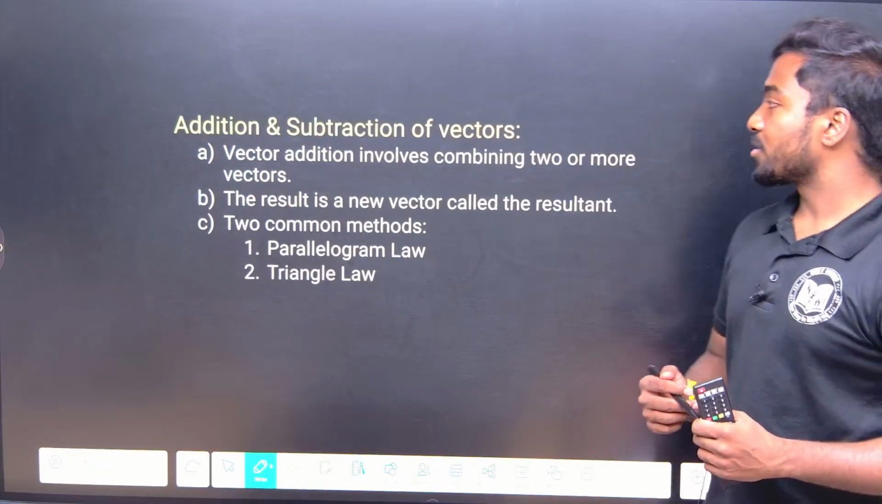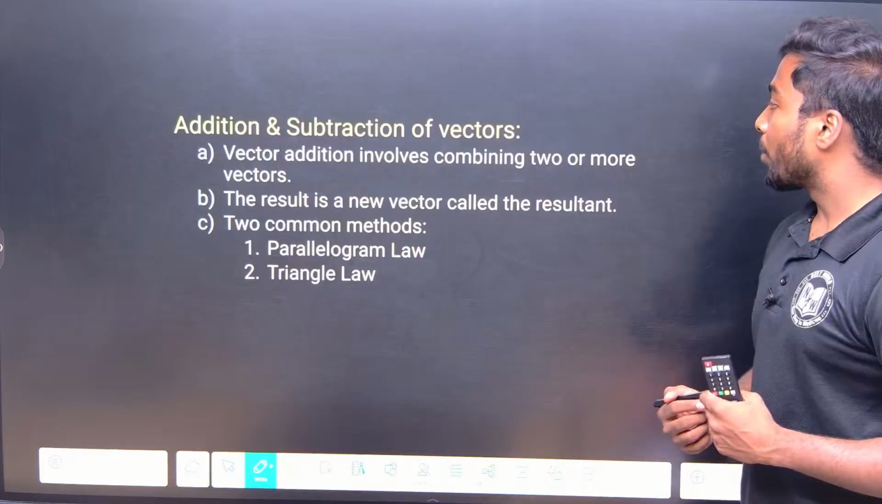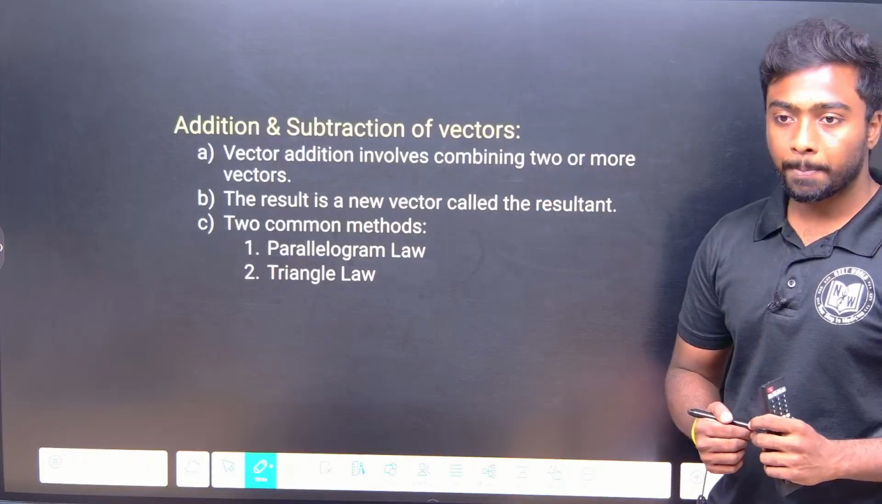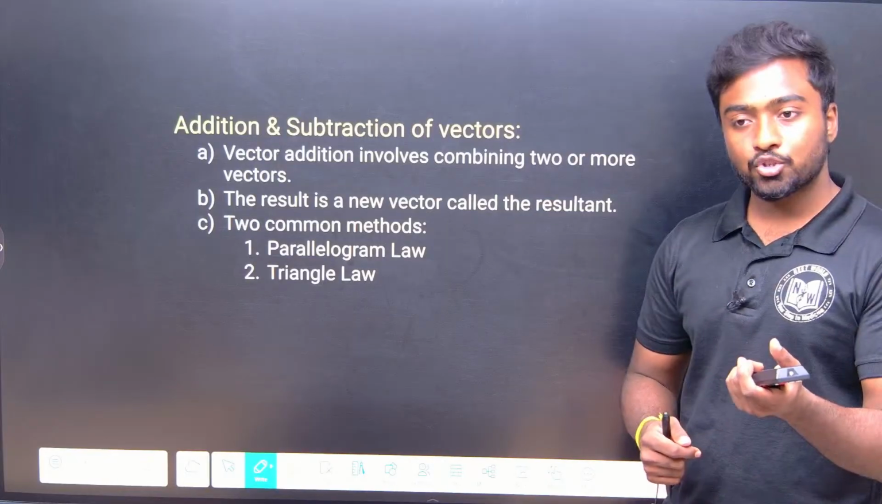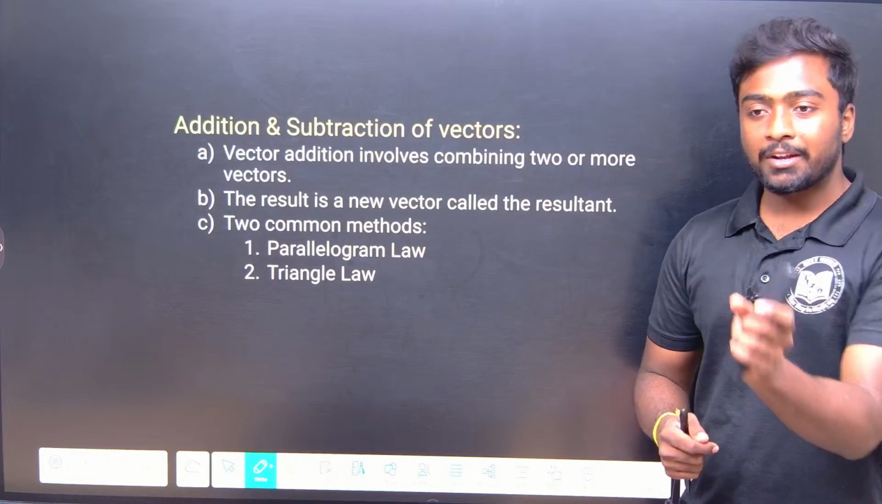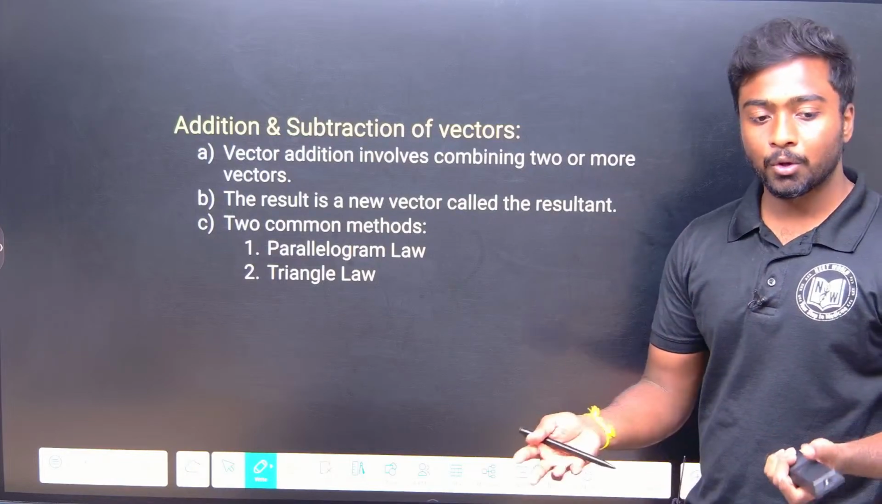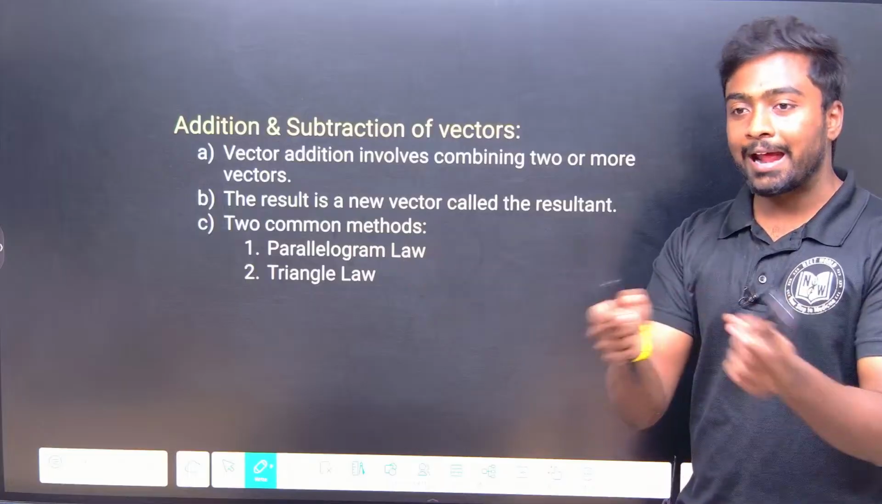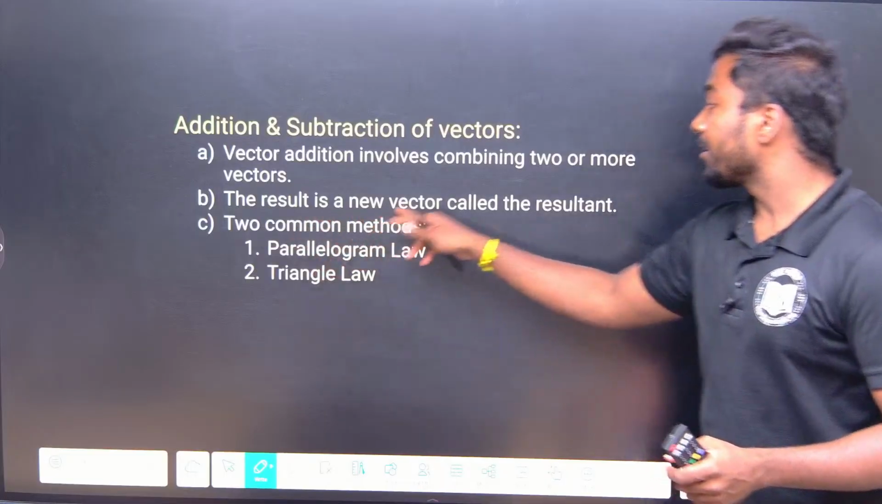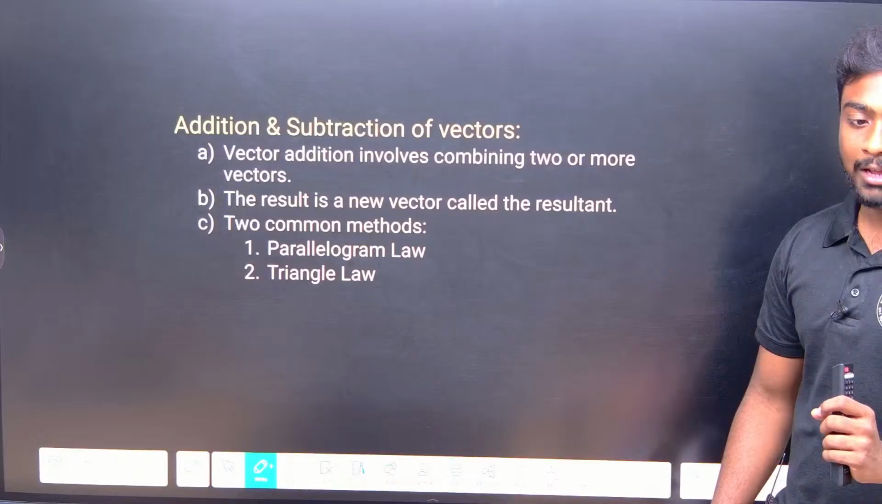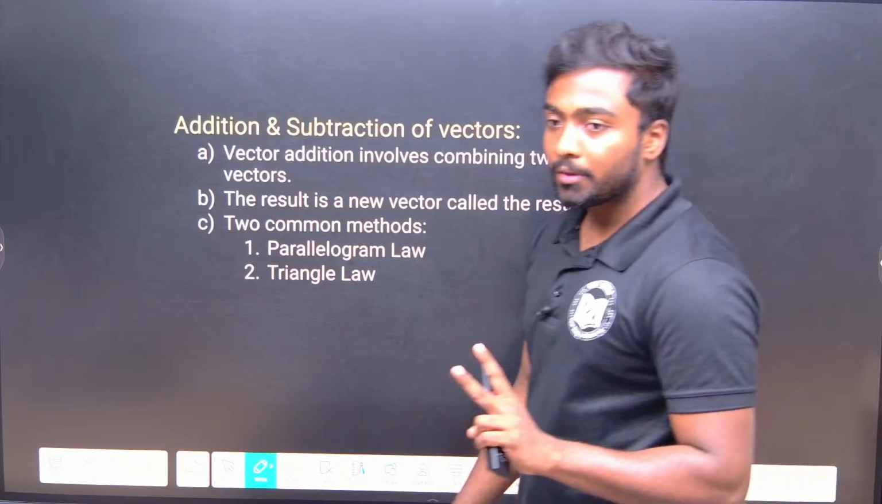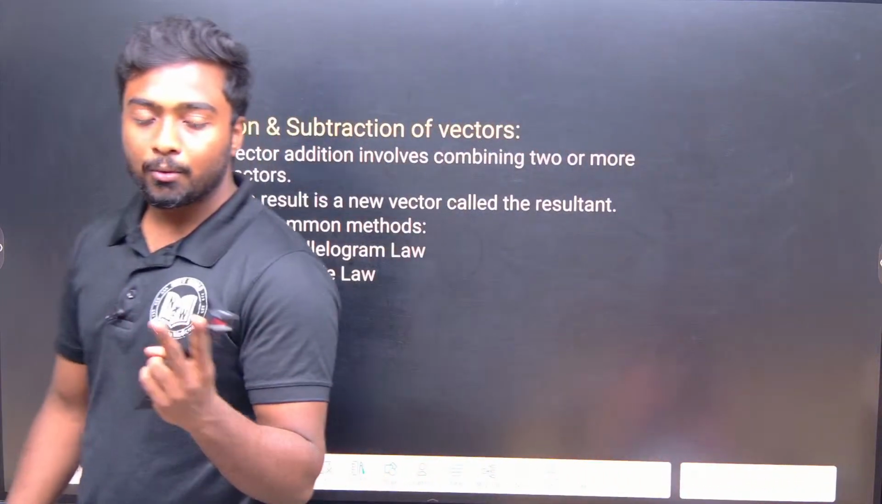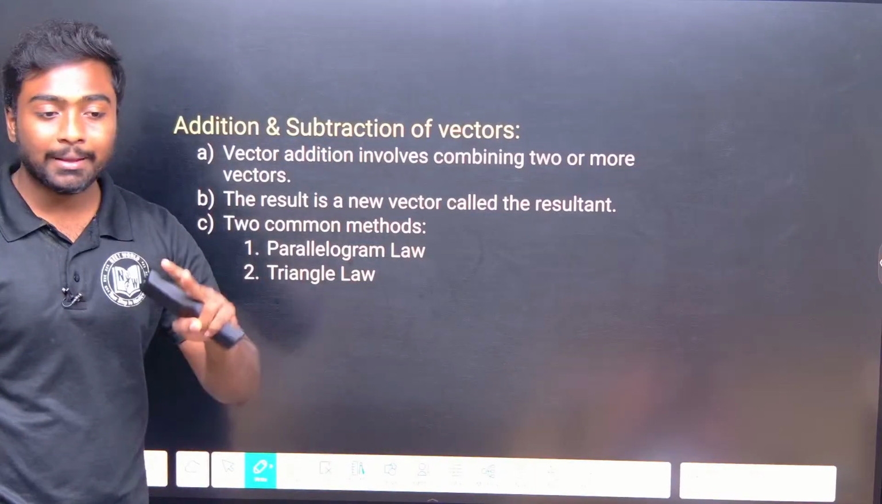So addition and subtraction of vectors. So vector addition involves combining 2 or more vectors. If I want to add, there should be 2 or more, no? If I take only one, can I add anything? No. If I have one more thing, I can add both of them. So the result is a new vector called the resultant vector. So in this 2 types are there. One is triangle law, one is parallelogram law, like methods.